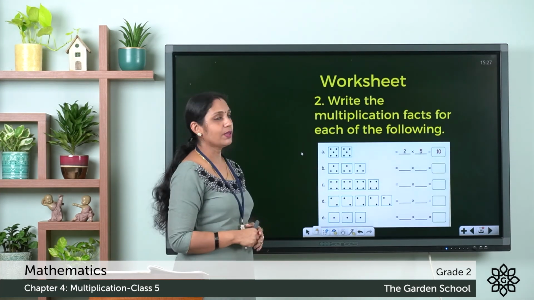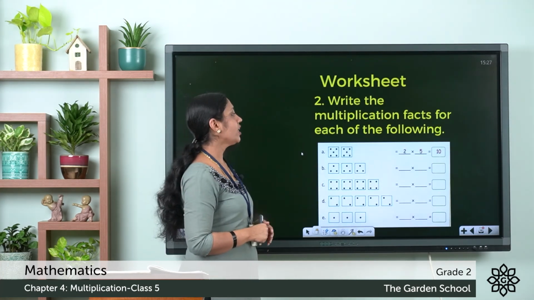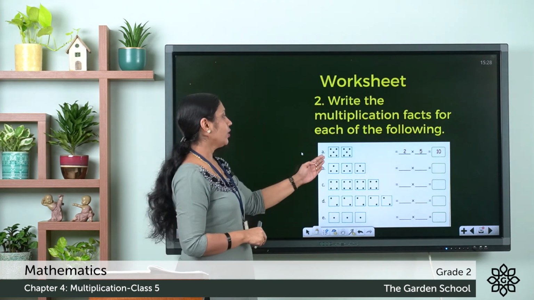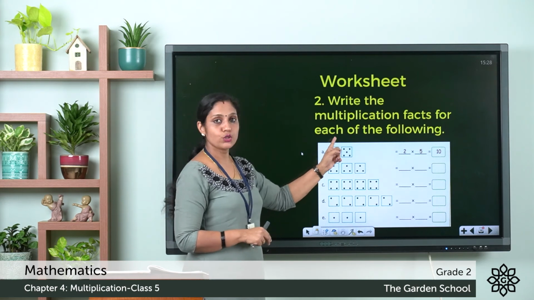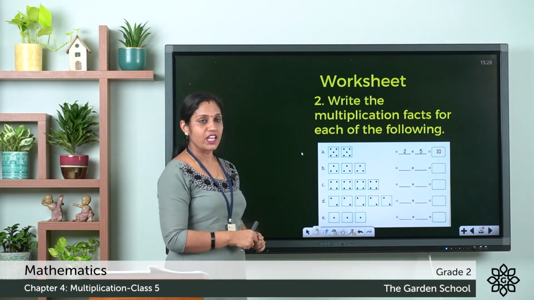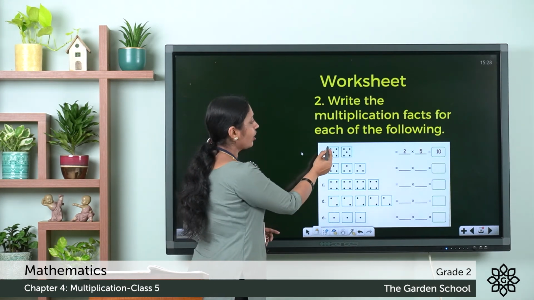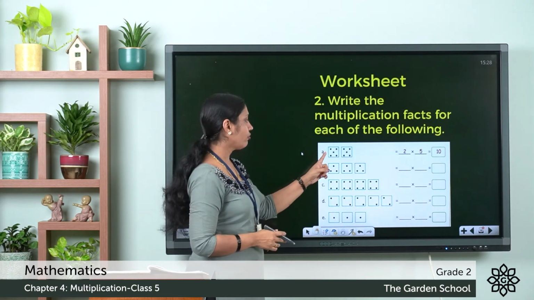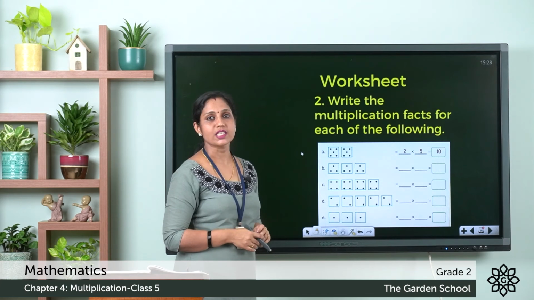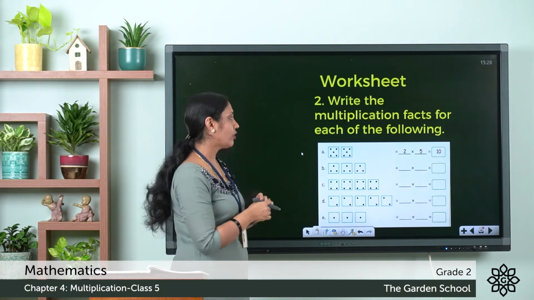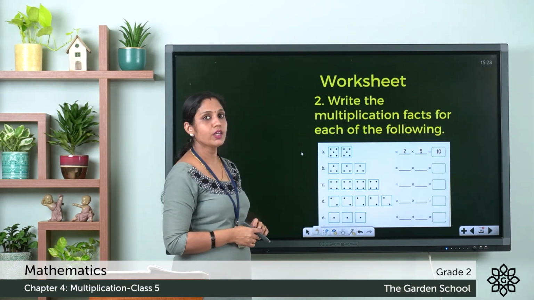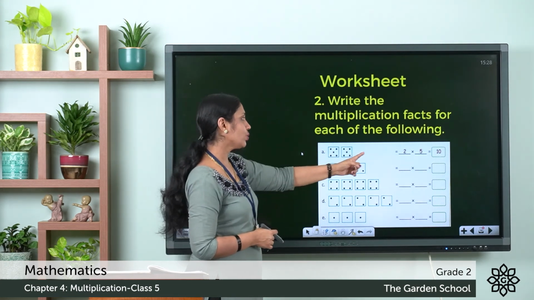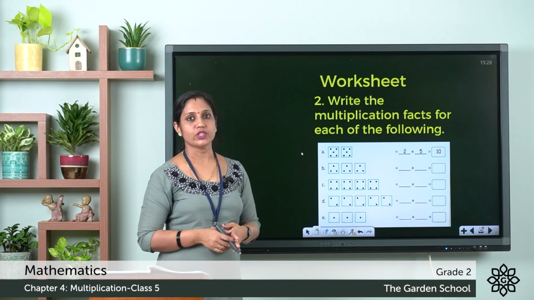Next we have to write the multiplication facts for each of the following. So here you can see one has been done for you. Here you can see there are 2 boxes, and in each box there are 1, 2, 3, 4, 5 dots. So here are 5 dots, and in the second box you can see again 5 dots. So how can we write that in the multiplication form? There are 2 boxes and in each box there are 5. So 2 into 5 is equal to 10.